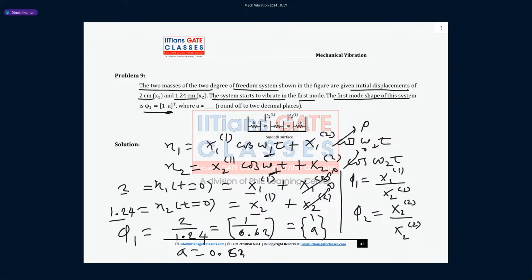Now, guys, I am asking one question. If your system vibrates only in second mode, and they ask you to find phi 2.